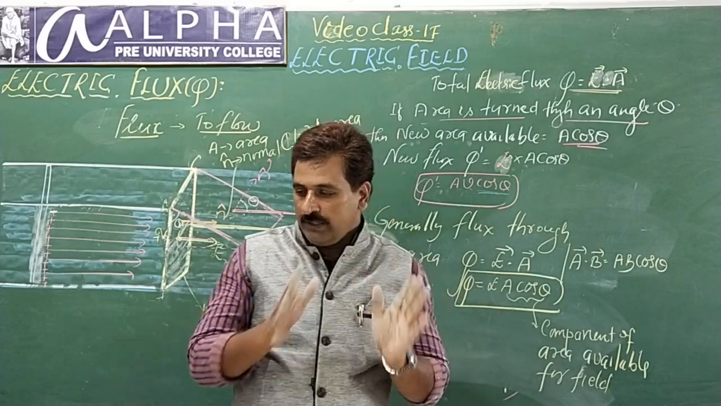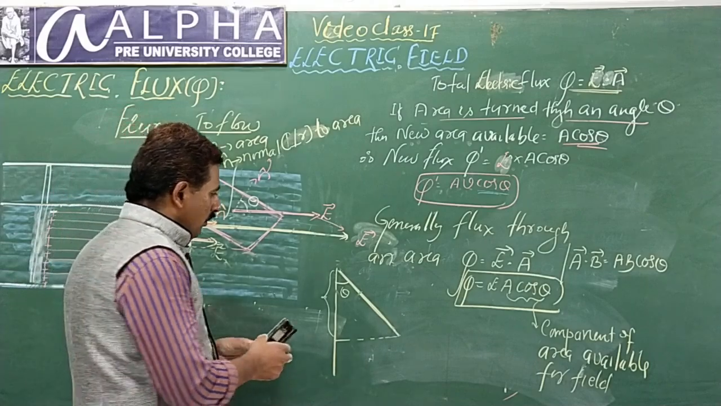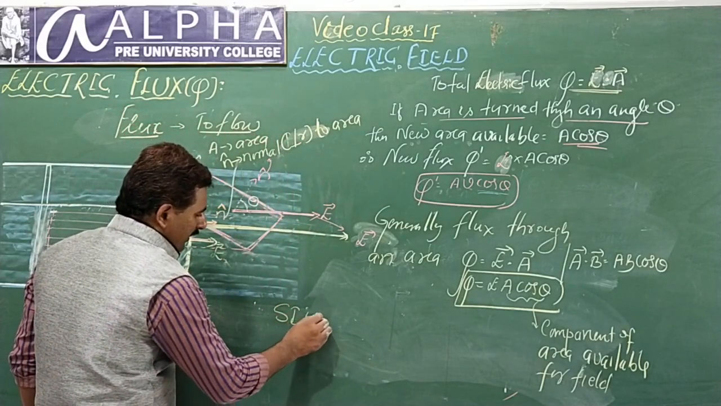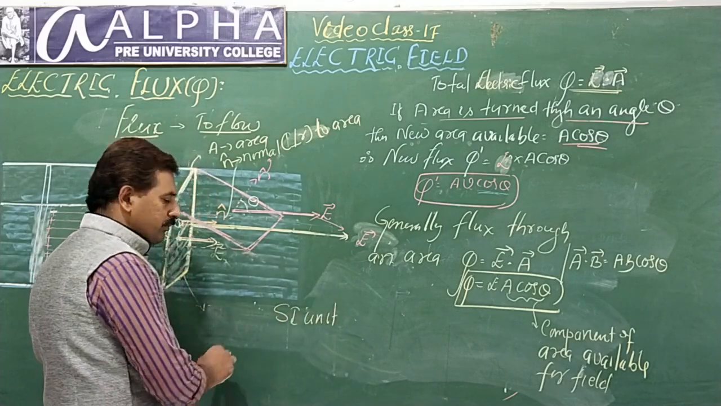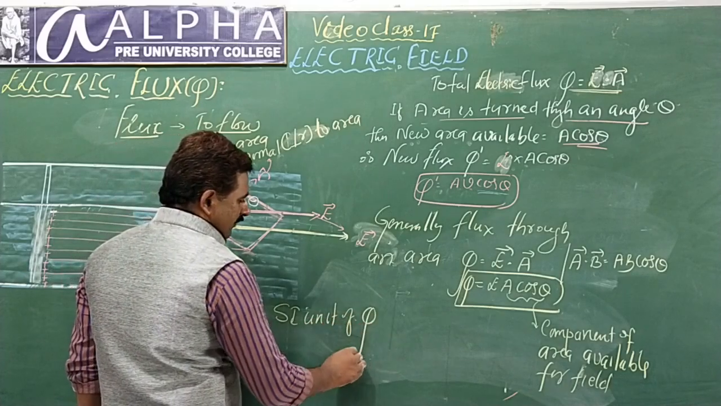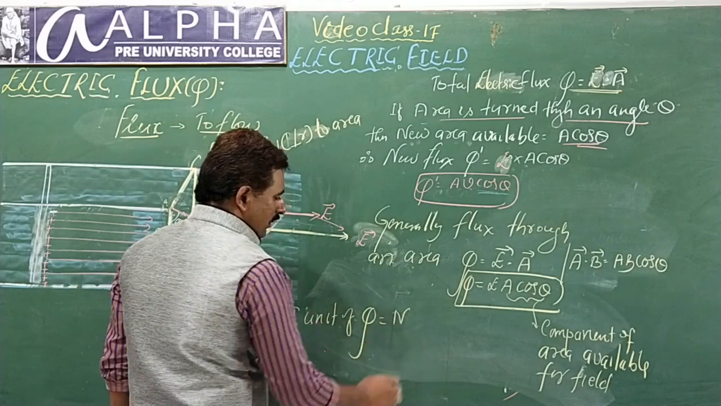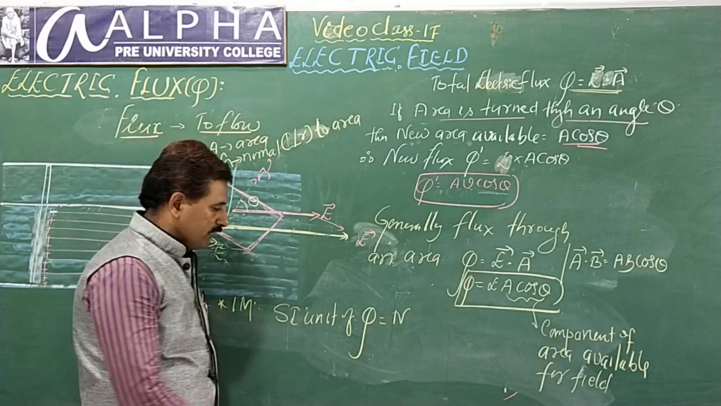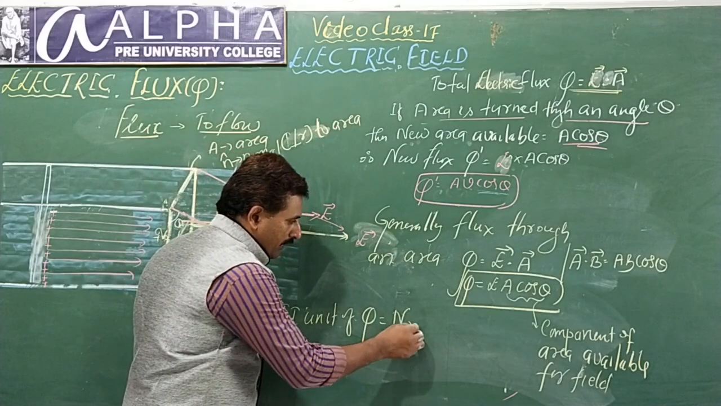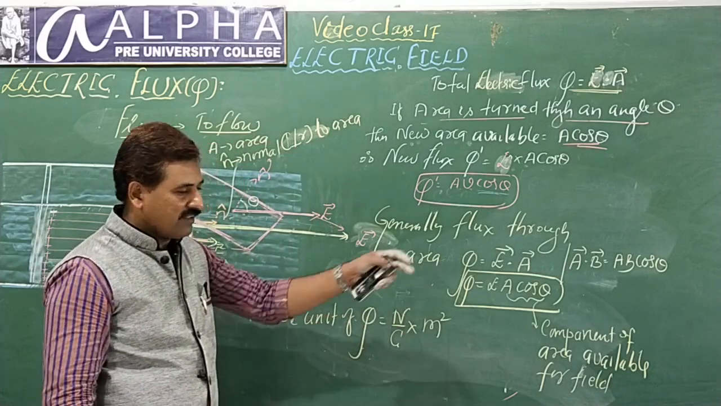That's it. Once you define flux like this, the next job is to find the SI unit, students. Very, very important. Sometimes they ask it as a one mark question. What is the SI unit of flux phi? See, electric field: what is the unit of electric field? Force per unit charge, Newton divided by Coulomb, into area. What is the area? Square meter. What is the unit of cos theta?